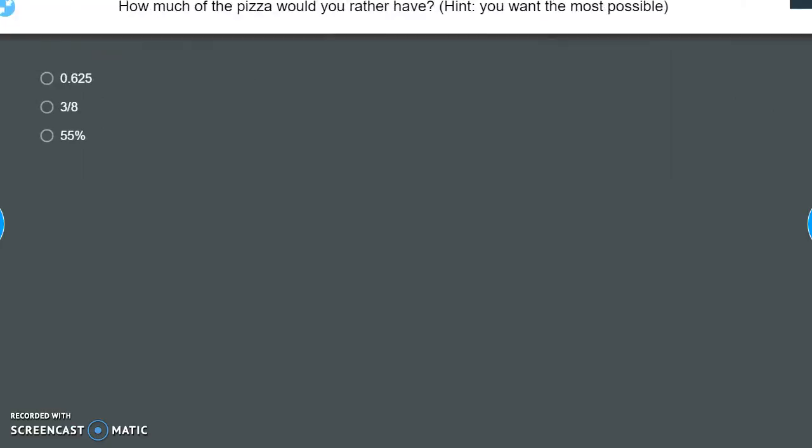Next question, how much of the pizza would you rather have? Hint, you want as much as possible. So they have to go between a decimal, a fraction, and a percent and convert them and say, okay, which one is the greatest? So that one's also a little tricky, but it also tests their knowledge converting back and forth and identifying which one's largest, smallest.